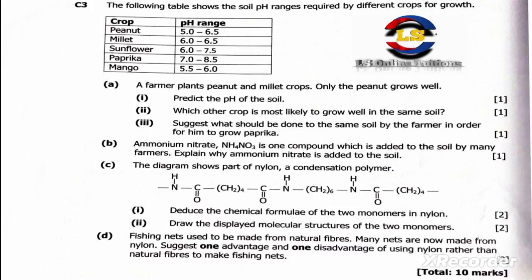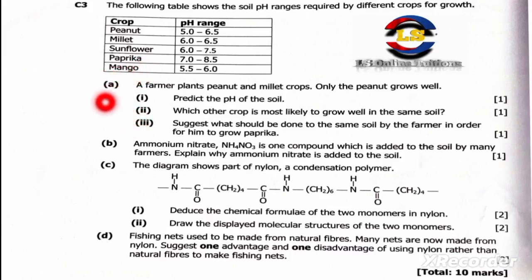Question C3. The following table shows the soil pH ranges required by different crops for growth. In the first column we have crop, in the second column we have pH range, and we have the list of crops here: peanut, millet, sunflower, paprika, mango.